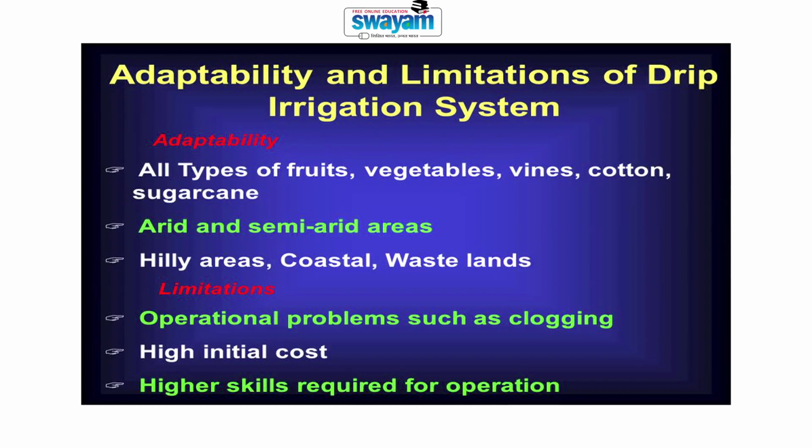There are operational problems such as clogging, which can be overcome by frequent flushing of the system or by properly maintaining the system. It needs a high initial cost and somewhat higher skills, which need a training program for the users. The higher initial cost is being supported by local, state or federal governments through subsidies and by promoting these kinds of irrigation systems.